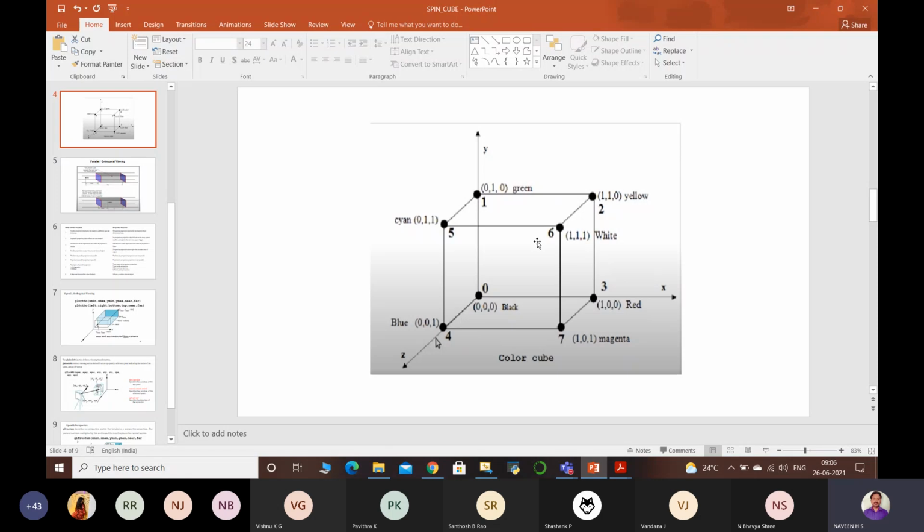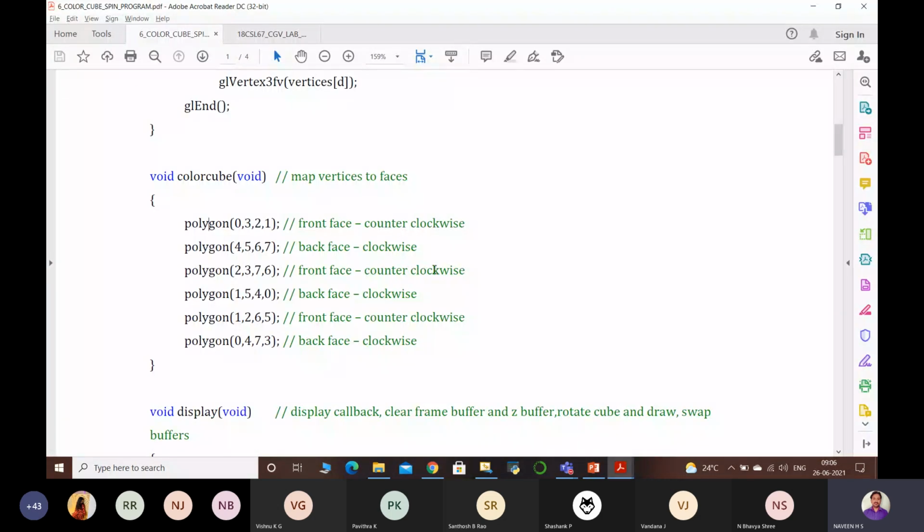Or simply, you understand top, bottom, left, right, and again front and back. So like that you remember. Otherwise, 6 faces: front, back, top, bottom, left side, right side, total 6 faces, you remember like this. Otherwise it will be confusing for you by looking at these clockwise, counterclockwise. So that will be better.